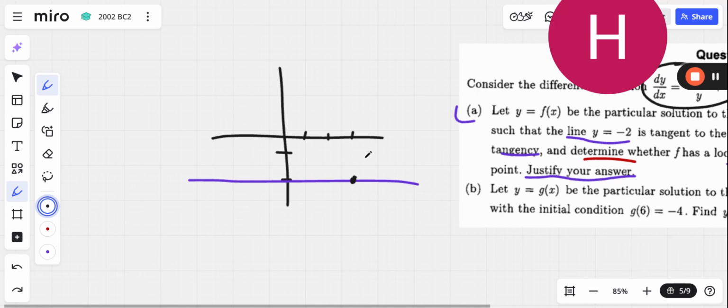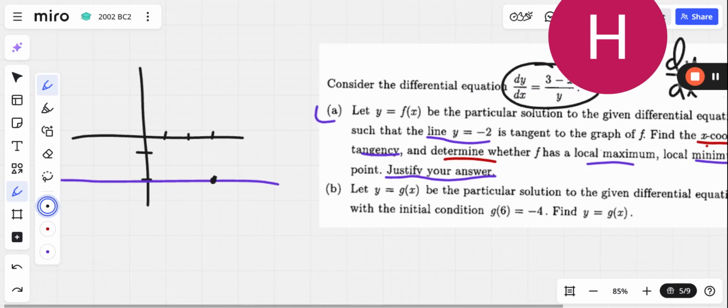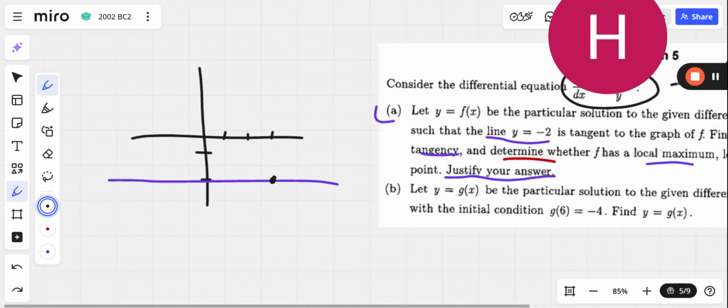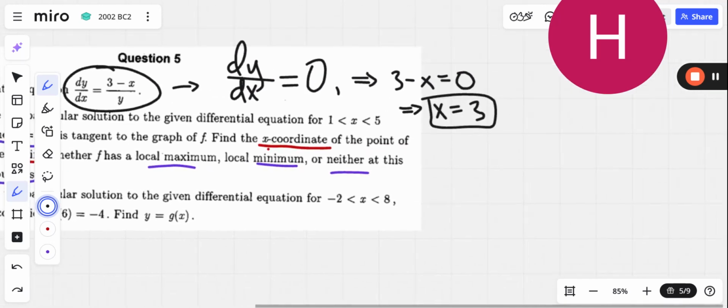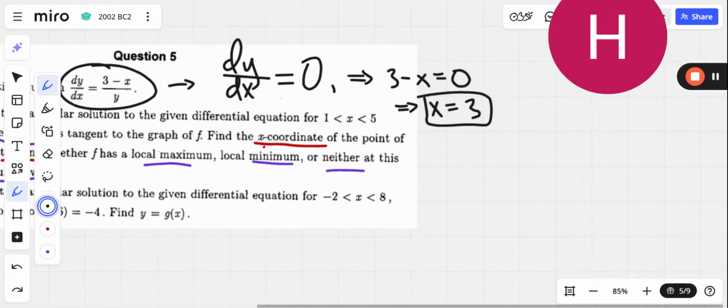Well, we have to take a look at the concavity. Because if the concavity is positive, then this would represent a minimum. If the concavity is negative, this would represent a maximum. And if the concavity is 0, this would represent neither a maximum nor a minimum. So let's find the second derivative. Yes, the second derivative is going to require taking a derivative of the first derivative, of course.